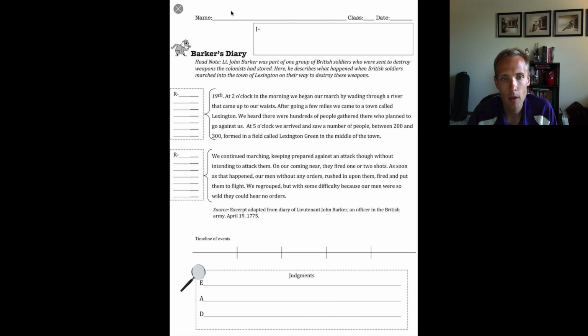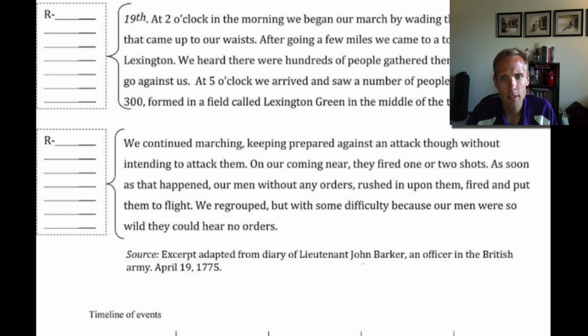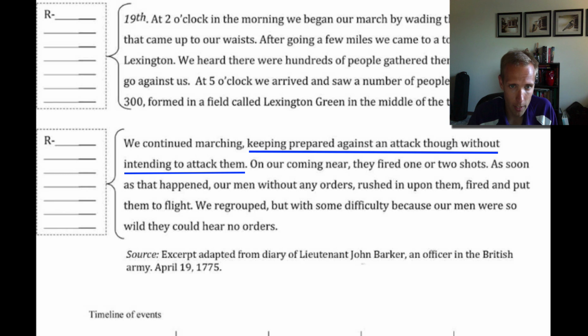So the next paragraph. We continued marching, keeping prepared against an attack, though without intending to attack them. Now, again, it says they're keeping prepared against an attack, though without intending to attack them. So again, he makes a claim, and the words he's using say they had no intention of firing or attacking the Minutemen. They were just doing their job, going to collect the armaments. So again, there's several phrases that make the British troops look good, like the victims and the colonists were the aggressors.